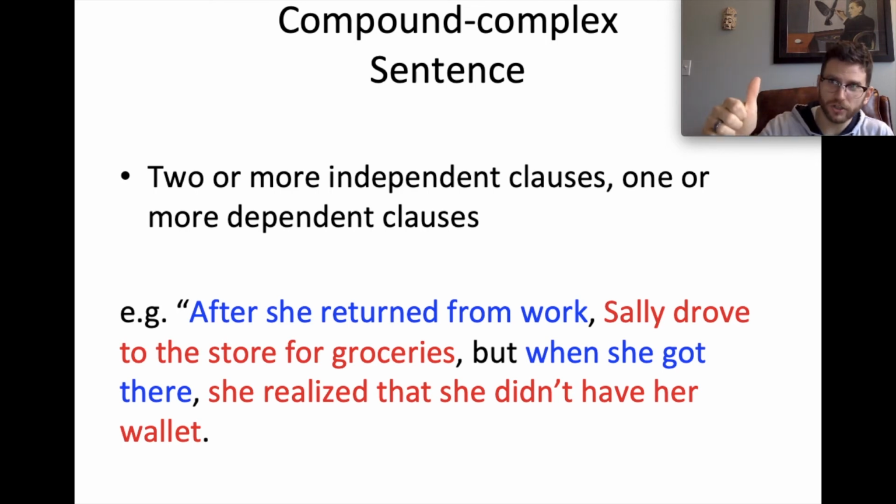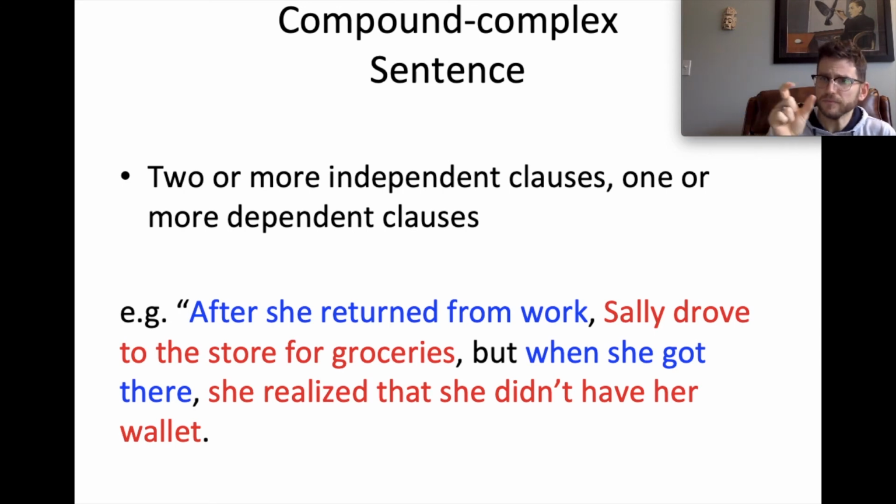But, a coordinating conjunction, showing grammatical equality. So what are we connecting? Well, we've got another dependent clause. How do I know it's dependent? When. Is "when" a subordinating conjunction? Yes. Is it followed by a subject and a verb? Yes. She, subject, got, verb, there, object. She realized that she didn't have her wallet. She, subject, realized, verb, that she didn't have her wallet.